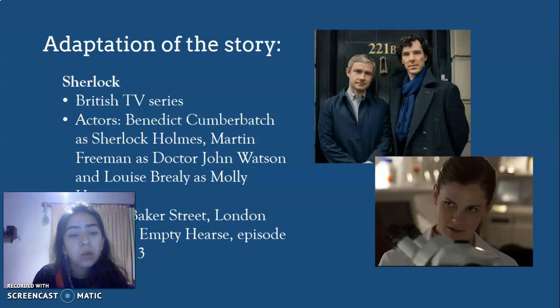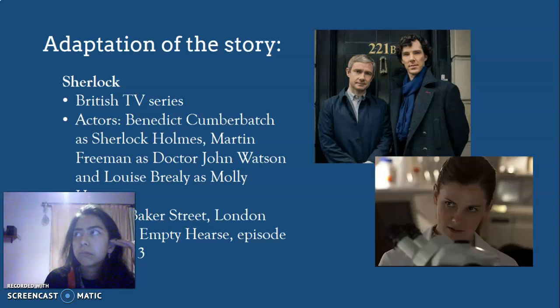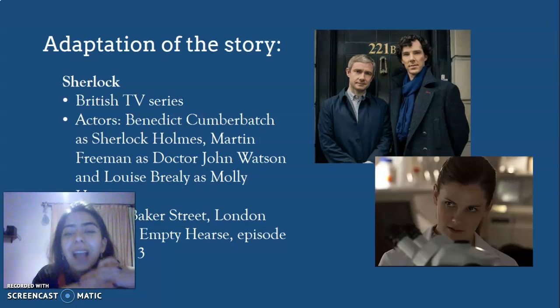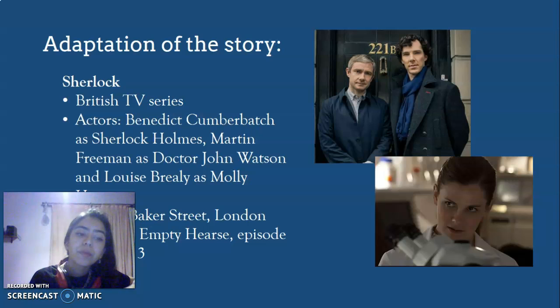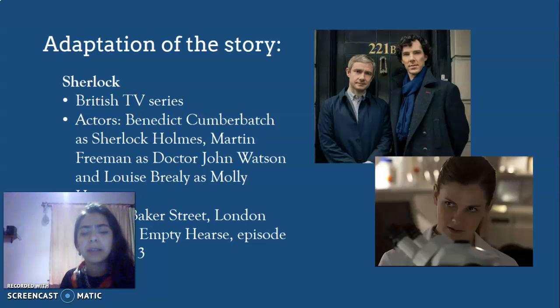It is also set at Baker Street in London, and it is meant to be set in the present time. The series aired from 2010 to 2017, so it is basically nowadays. This story appears in the episode The Empty Hearse, episode 1, season 3.